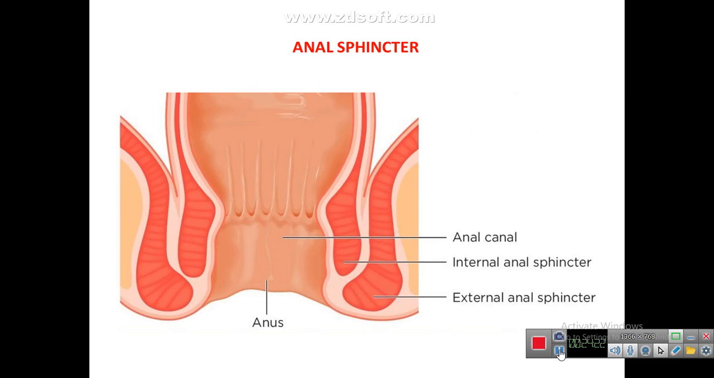Diagram showing the anal sphincter. This is the second last part of the large intestine, the rectum, which opens into the anal canal. The 2 types of sphincter: one is known as the internal anal sphincter, the second is known as the external anal sphincter. When the internal anal sphincter relaxes and opens, waste material from the rectum moves toward the anal canal, and when the external anal sphincter opens, waste material will move out of the body through the anus.